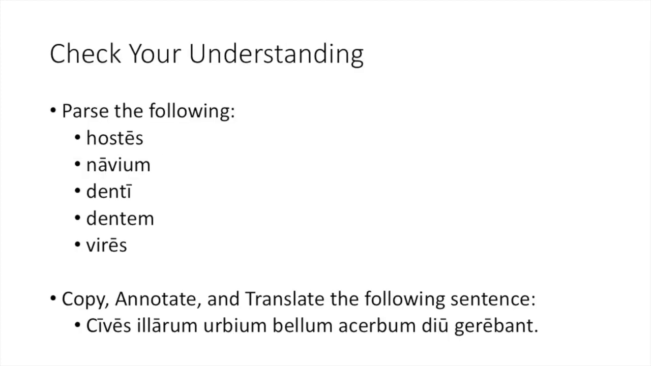And to check your understanding, I'd like you to parse these 5 I stem nouns. And yes, these are all I stem nouns. And then to translate this sentence that does include an I stem. And keep in mind that I stem nouns function exactly like all the other nouns.